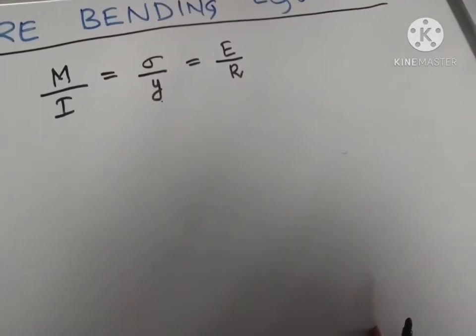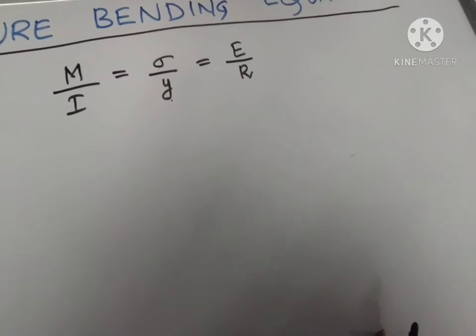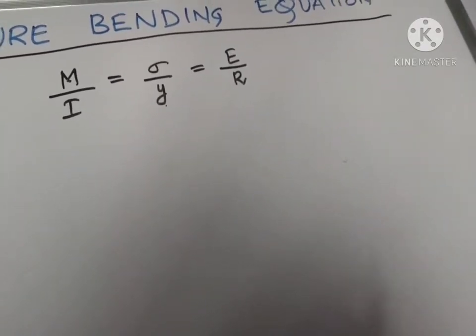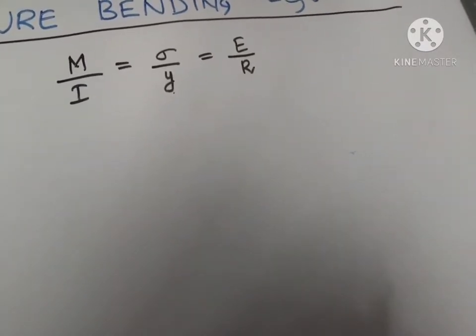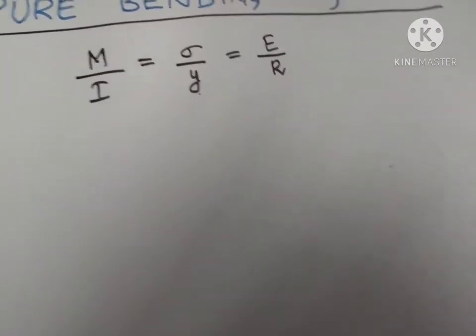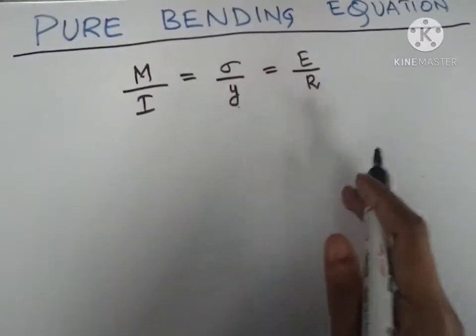The beam is initially straight and is of uniform cross section throughout the length of the beam. Planes which are perpendicular to the longitudinal axis before bending remain perpendicular after bending, and the last assumption is the radius of curvature is very large compared with the cross-sectional dimensions of the beam. These are the assumptions of the pure bending equation.